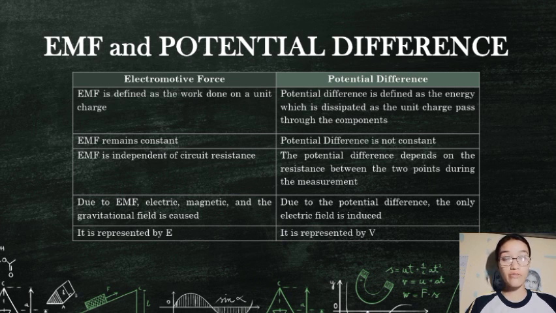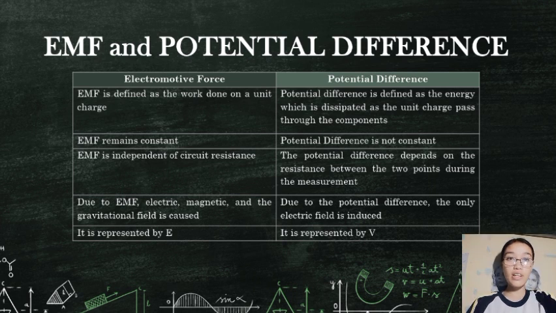So, the potential difference is always less than or equal to the EMF because some energy is lost due to the internal resistance of the source. An example of this is a simple circuit.